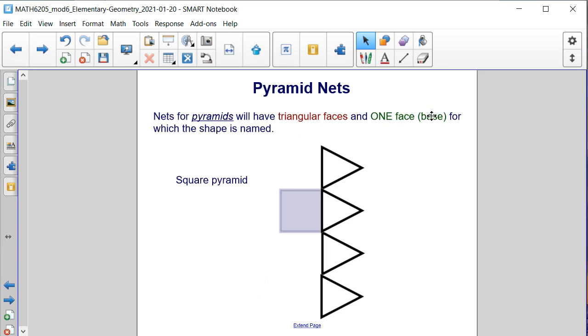Nets for pyramids will have triangular faces that are all the same, and one face that's a base that's different, for which again the solid is named. So this is a square pyramid.